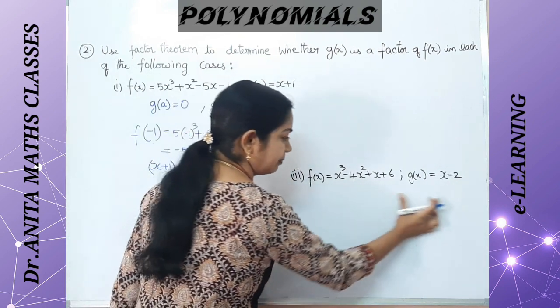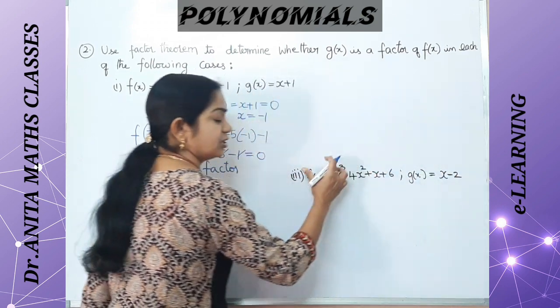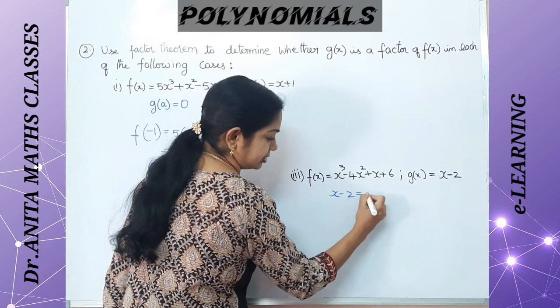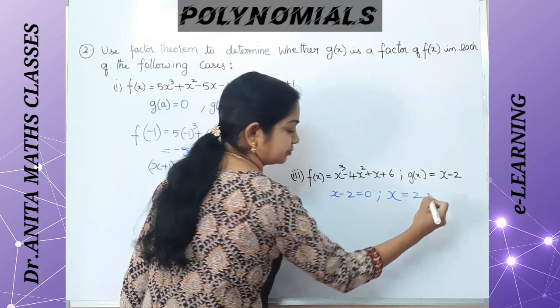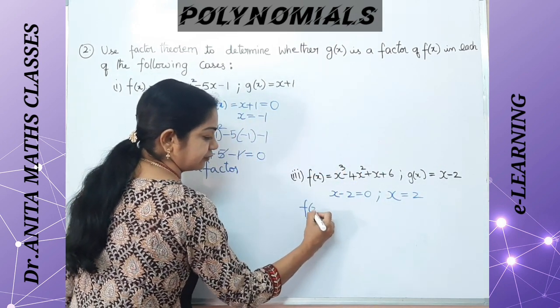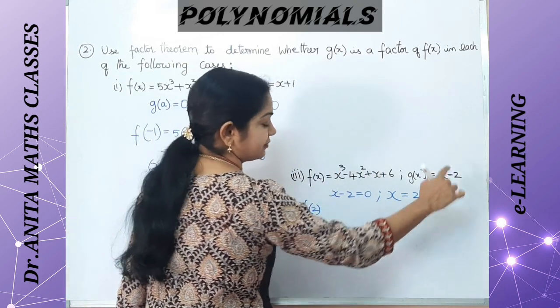Now coming to the third one, f of x is given and g of x is given. Is this a factor? We have to substitute the value. Let me equate g of x to 0. So x minus 2 equals 0, and if 2 goes to the other side, x is equal to 2. We have to substitute 2 in f of 2. If this value is 0, then I say x minus 2 is a factor.